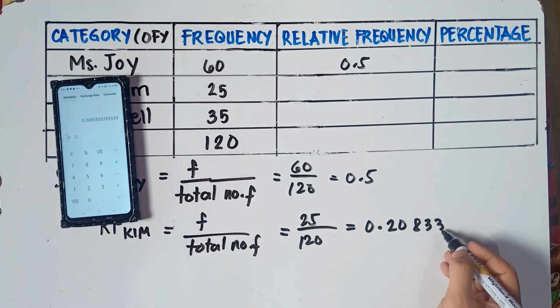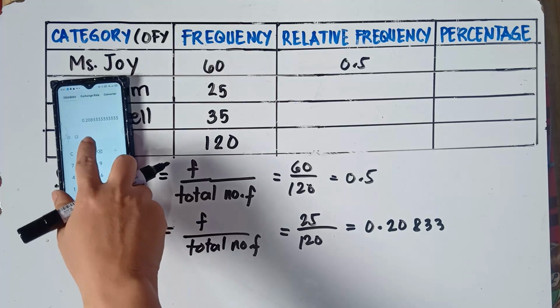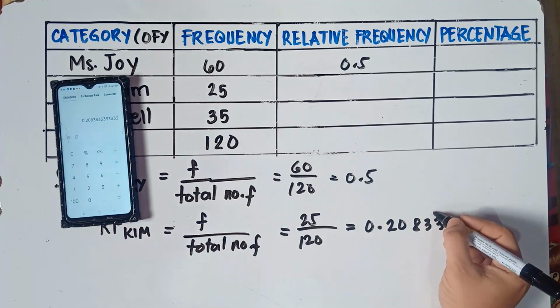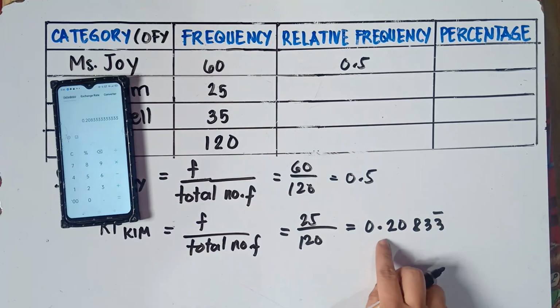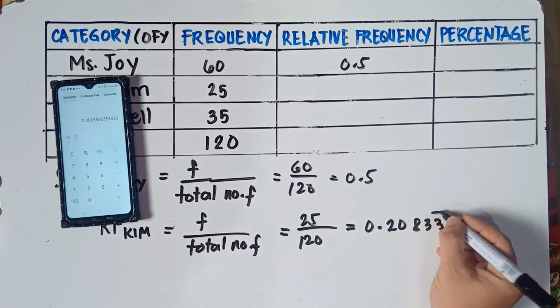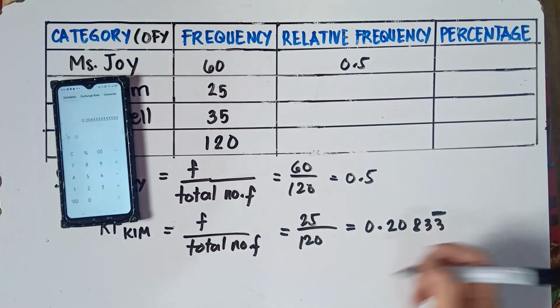0.20833. So after 3, that is repeating, we have 0.2083333. So we can put a bar here, it means repeating. So 3 is repeating.